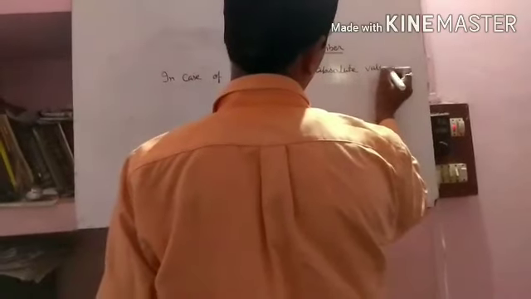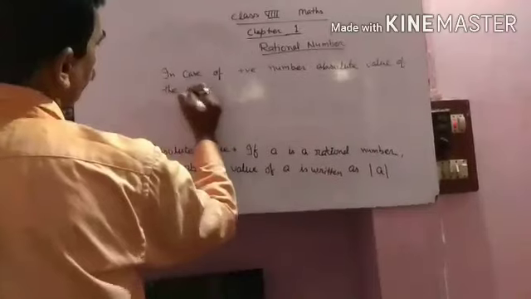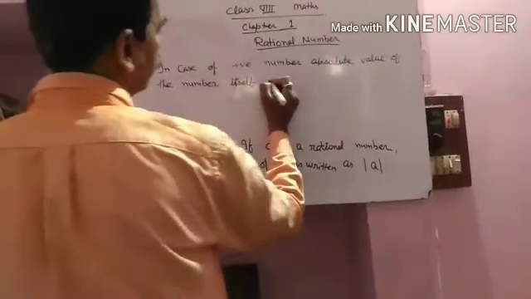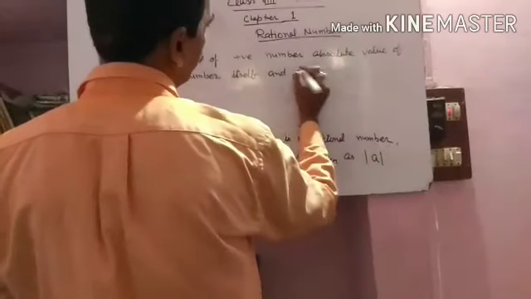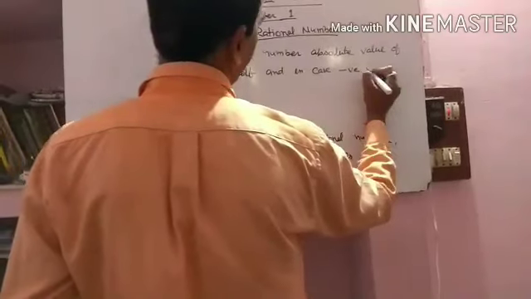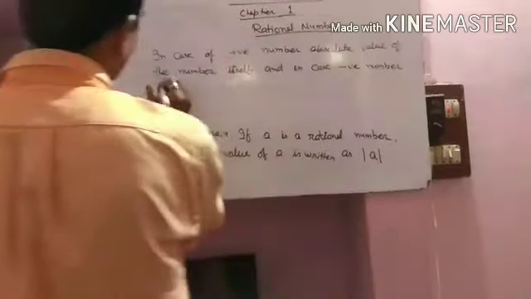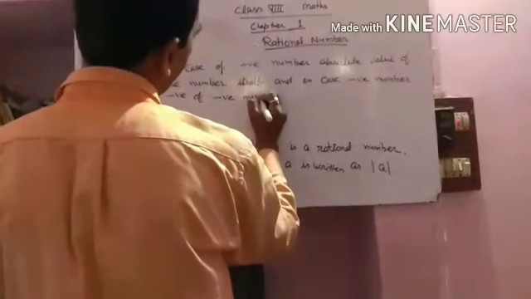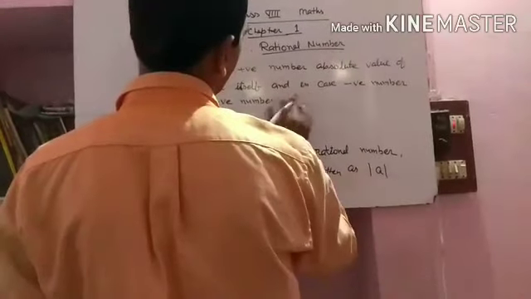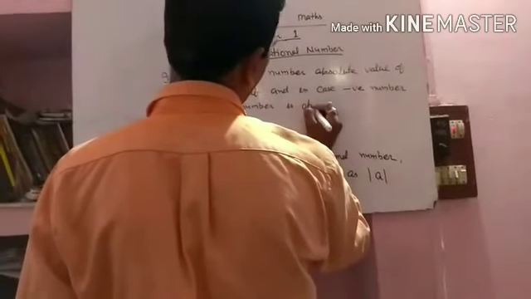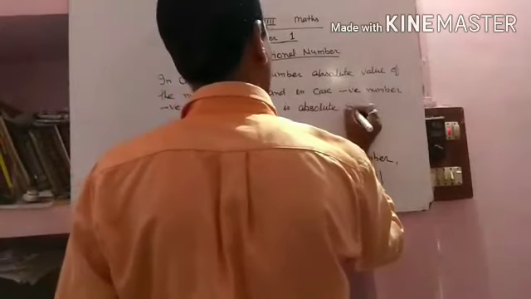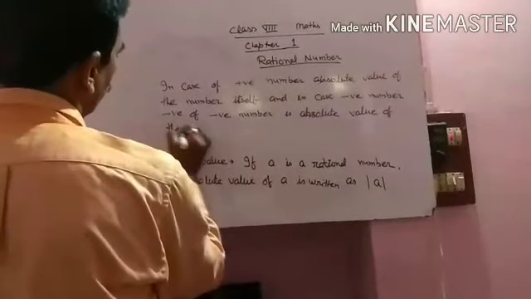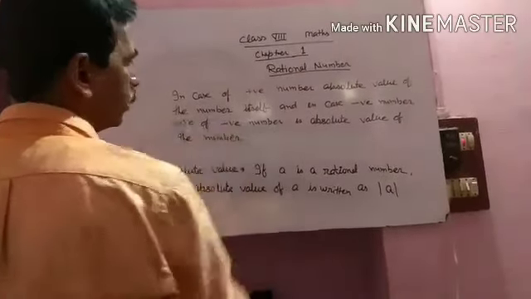The absolute value of the number is the number itself, and in case of a negative number, the negative of the negative number is the absolute value of the number.